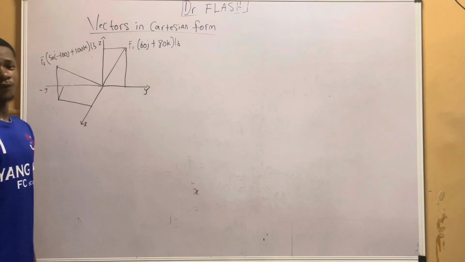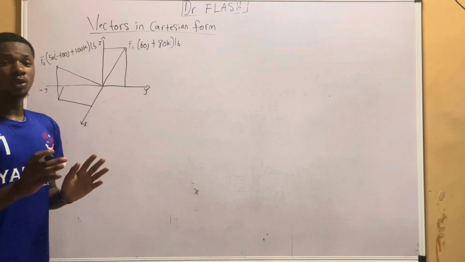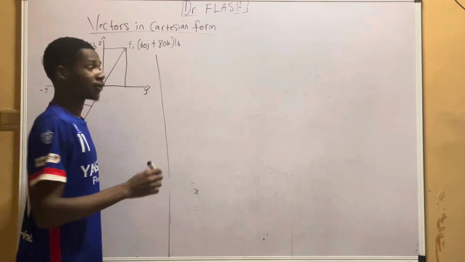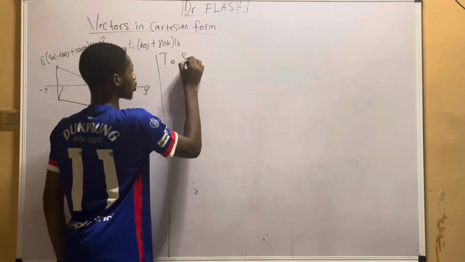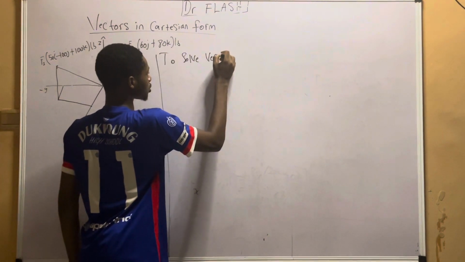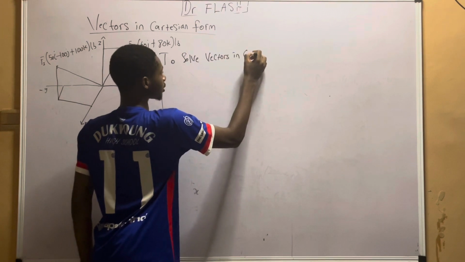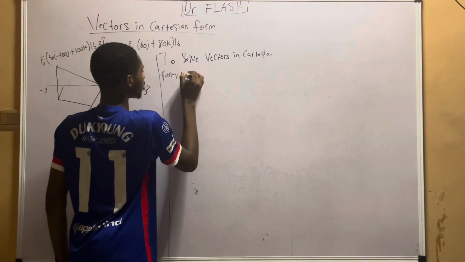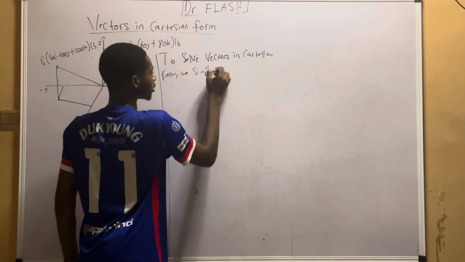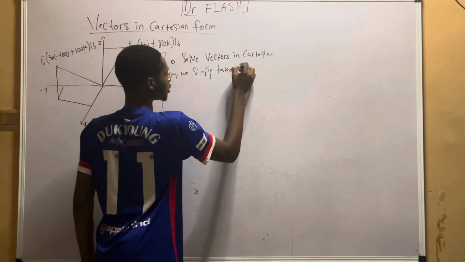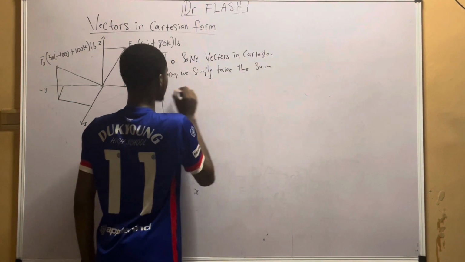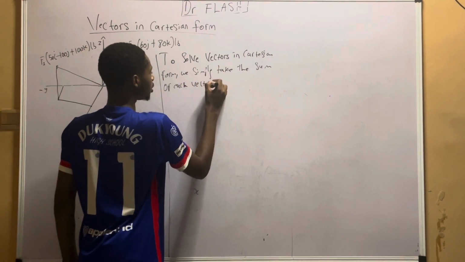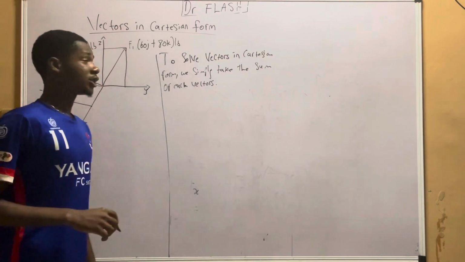Now, how do we solve vectors in Cartesian form? To solve vectors in Cartesian form, we simply add them. That's step one. So to solve vectors in Cartesian form, we simply take the sum of each of the vectors.